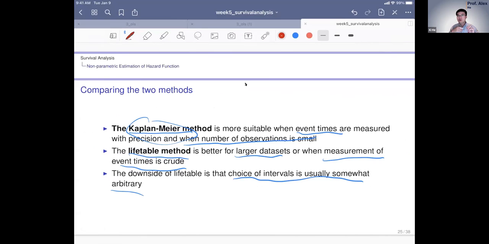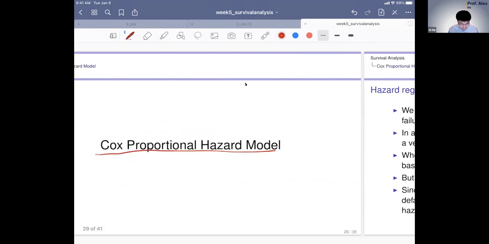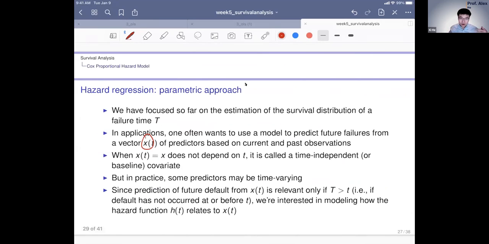And then you can probably divide the sample and see for each subsample what that survival function looks like and compare it. But it's still a non-parametric method, which means that you don't get to know, when some characteristics change, how does that survival function change? So for that, you need a little bit more parametric approach, like the regression.